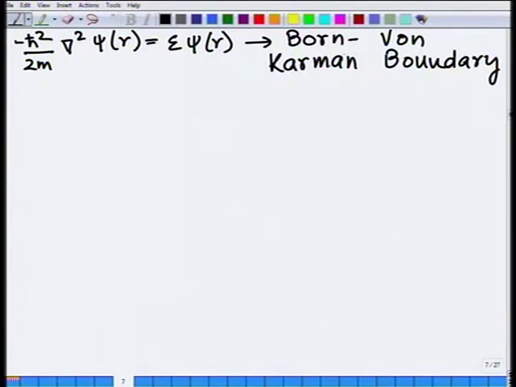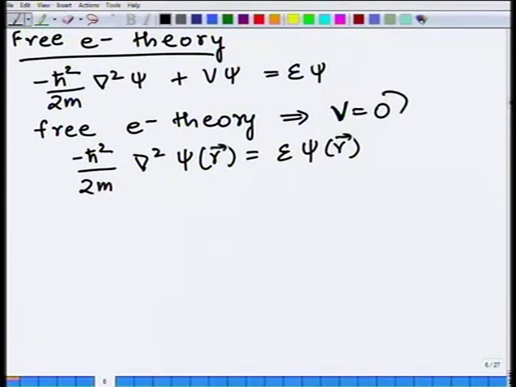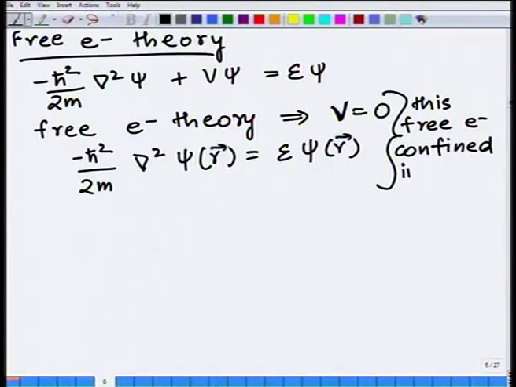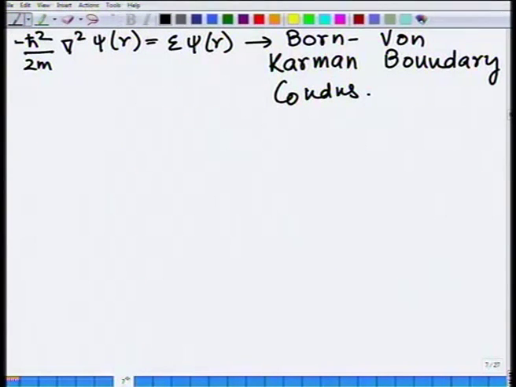What are these boundary conditions? I am going to think of a free electron. Imagine this free electron confined in a cuboid of edge length L and volume V. That means the one-third power of the volume is the edge length. So imagine that this electron is confined in all 3 directions, in a cube.